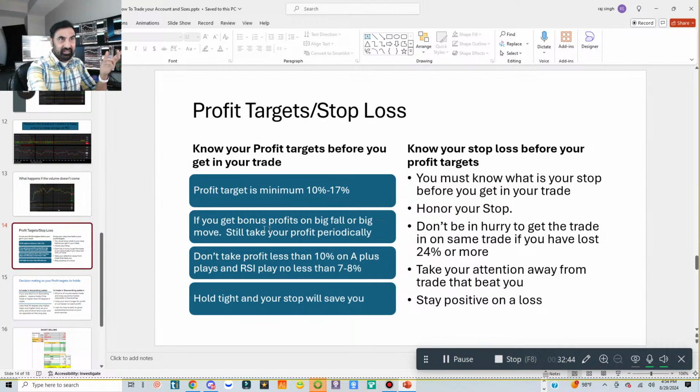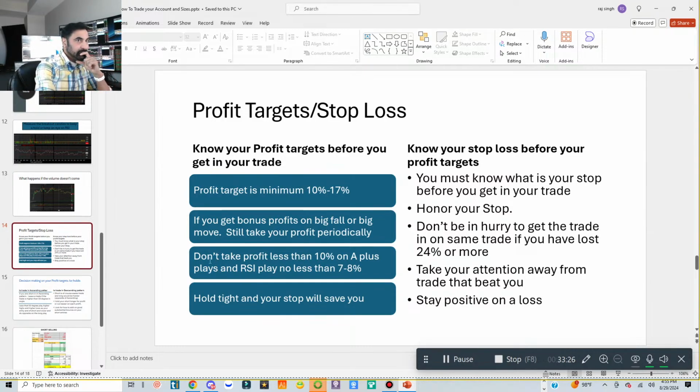You guys know this again and again. So if you get a bonus profit on a big fall or a big move, we still take profit periodically, even after it has fallen. We don't hold it forever. That's not our system. But we win 82% of the time with 10% profit, the way we have designed our system. Take that into account, and we lose about 18% of the time with our system, and the maximum loss we take is around 12 to 14%. In fact, if you look at the tracker, it tells you our average win is far better than our stop loss, and I'll show you in a little bit, just right after this slide.